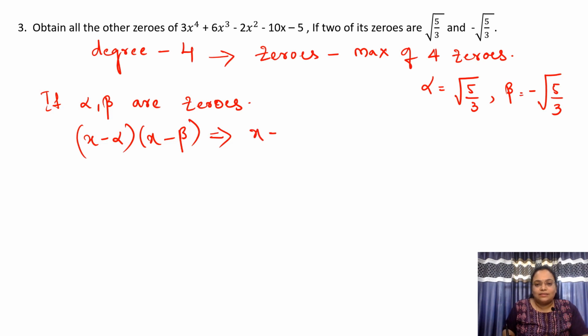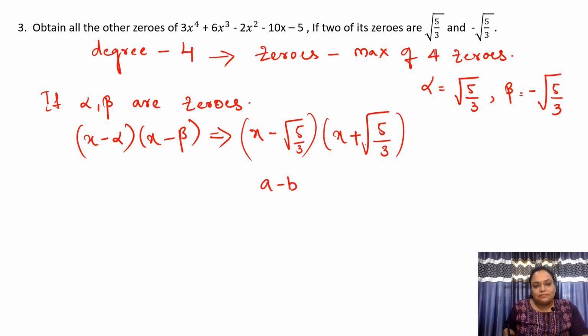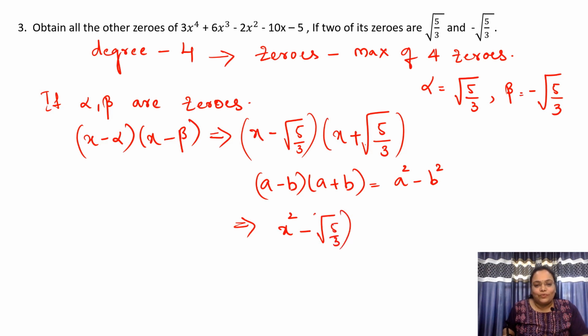x minus root 5 by 3 into x plus root 5 by 3. This is in the form of (a minus b) into (a plus b), which is a square minus b square. So this will be x square minus (root 5 by 3) whole square. The root and square will get cancelled, which is x square minus 5 by 3. So we have got this polynomial.